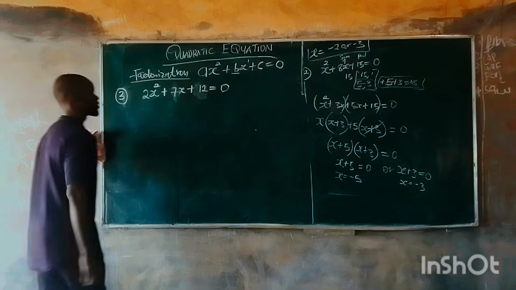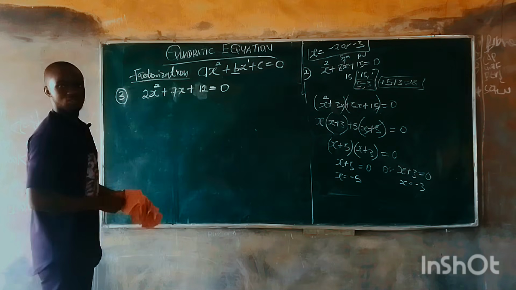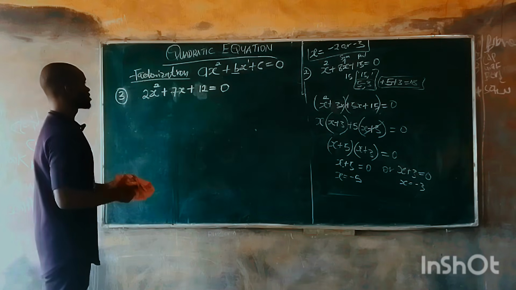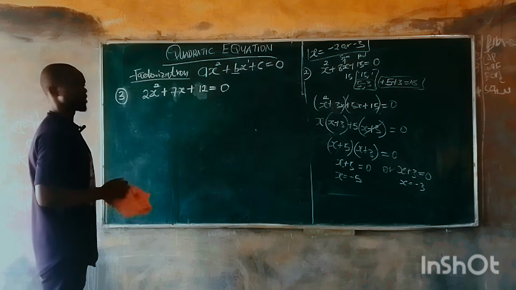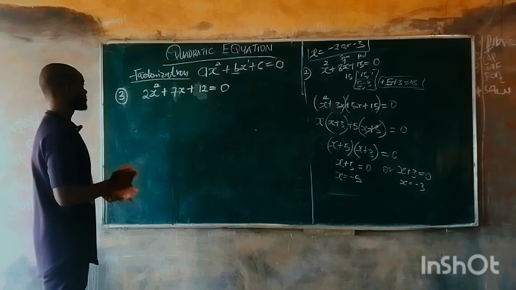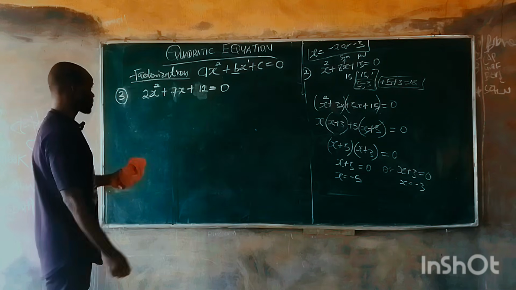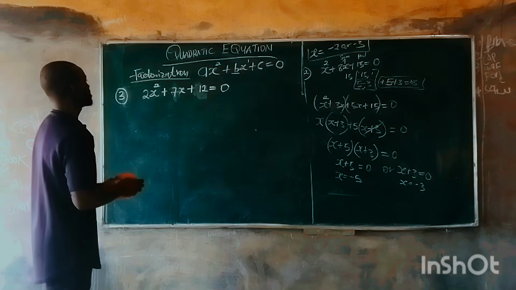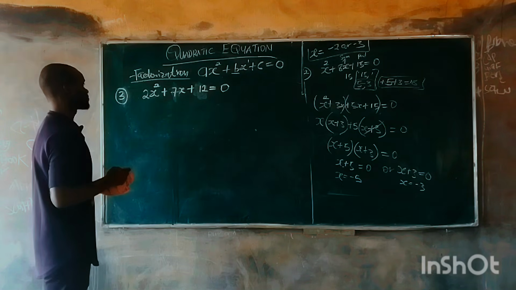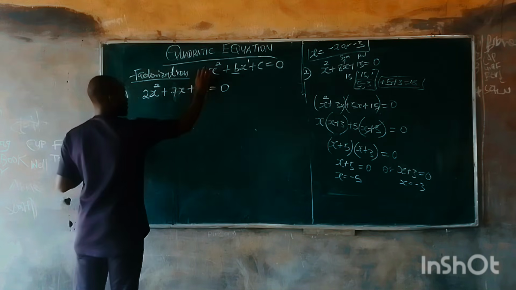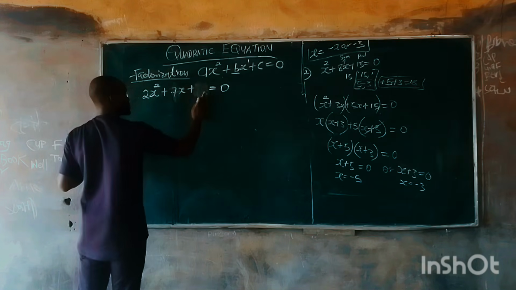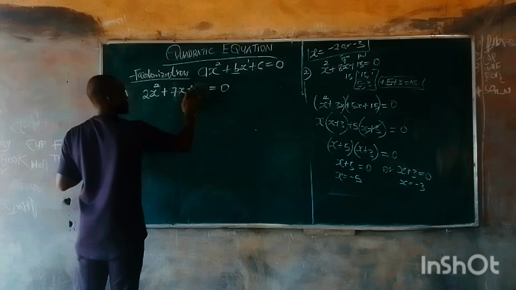Okay, let's look at this equation. We have 2x squared plus 7x plus 12 is equal to 0. And you are asked to find the values of x. Now, in solving this kind of question, I want to shift the questions. Let me shift this.